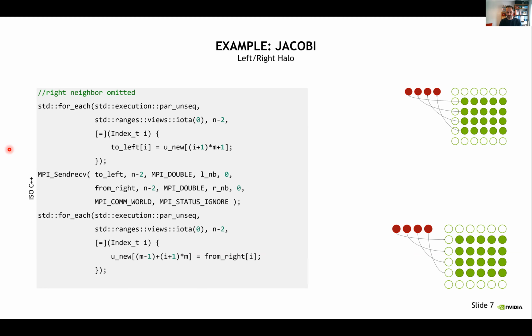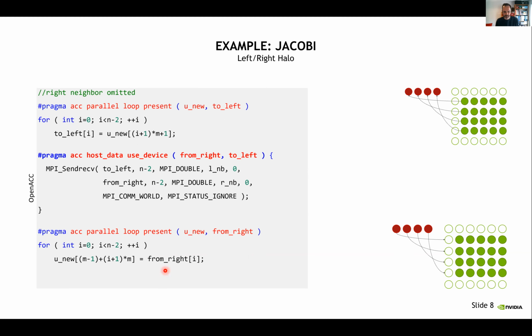With standard language parallelism, again ISO C++ as the example, that would be done with a parallel for_each using the par_unseq execution policy, packing the non-contiguous data into a contiguous communication buffer before the communication. Then communicate with contiguous communication buffers, and after communication finishes, unpack the data.